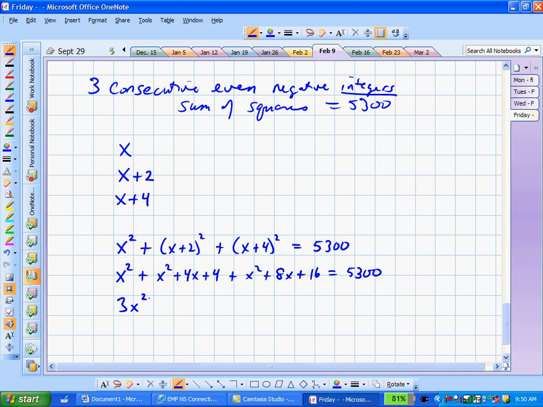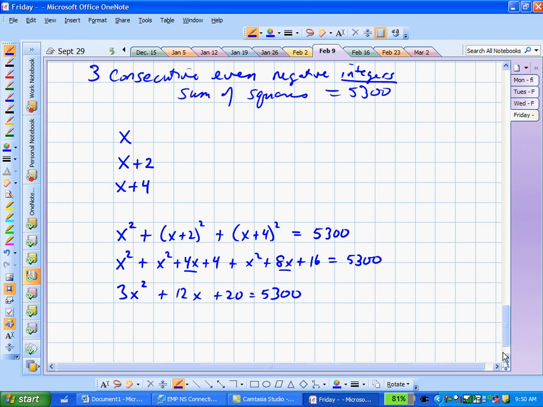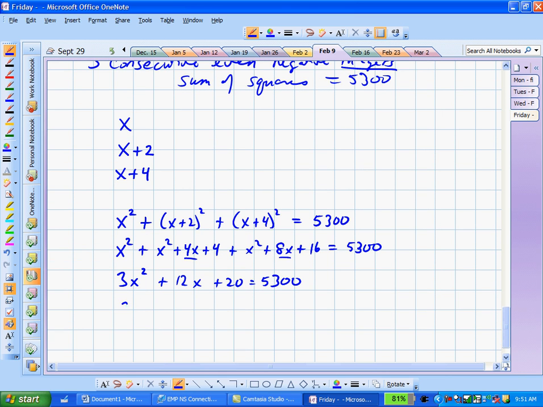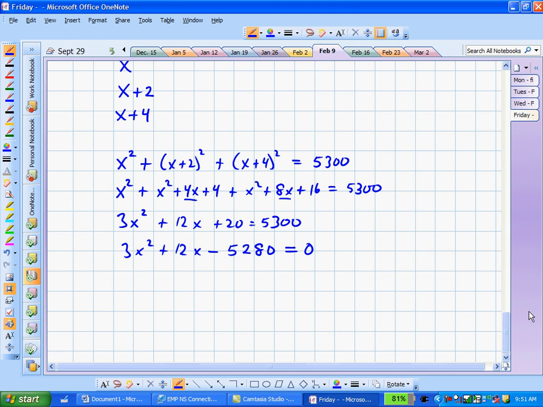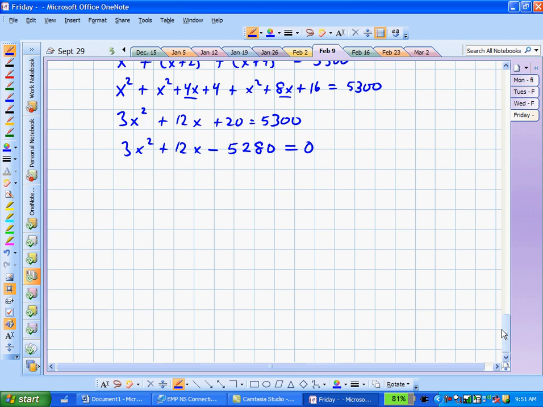3x squared plus 12x plus 20 equals 5,300. That was digestible. Okay. So 3x squared plus 12x minus 5,280 equals 0. We could pull out the quadratic formula. We could whip it off and say we're done. But this is still a little effort to try to do some factoring.